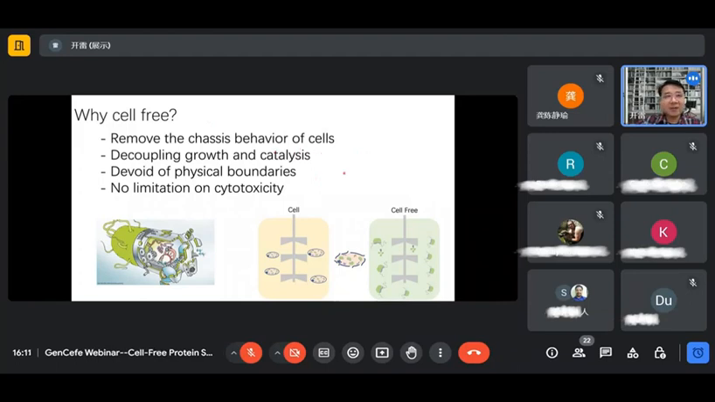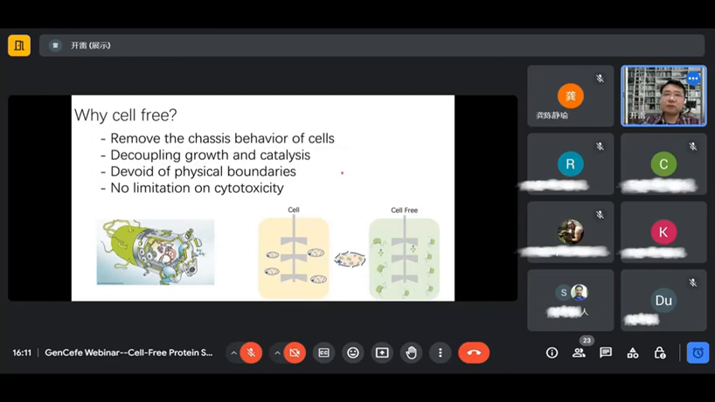Of course, you can say there are still ingredients that are inherited from your cell lysate that can differ from one to the other. But in general, the core machinery, as a central dogma, would always play the major role in our reactions, which can translate the gene of interest to the target proteins. And of course, it decouples the growth and the catalyst.